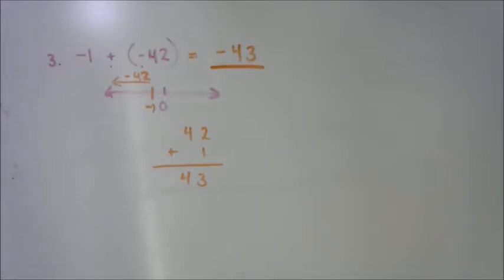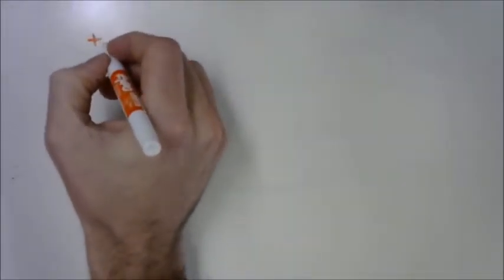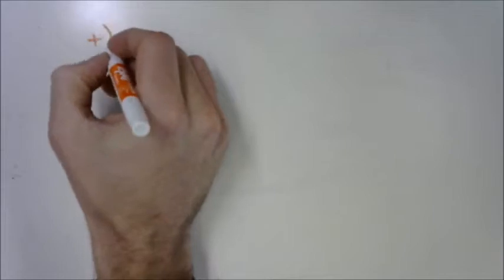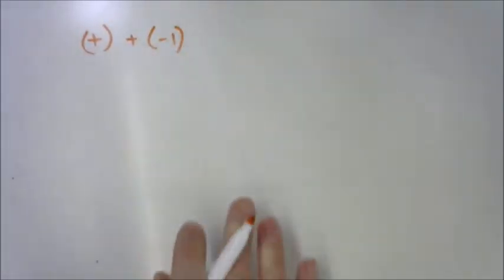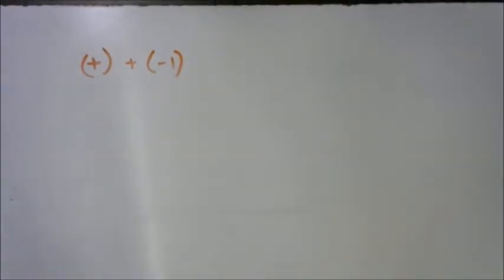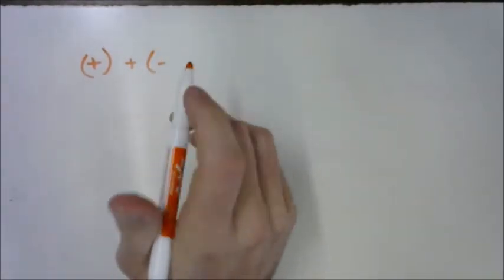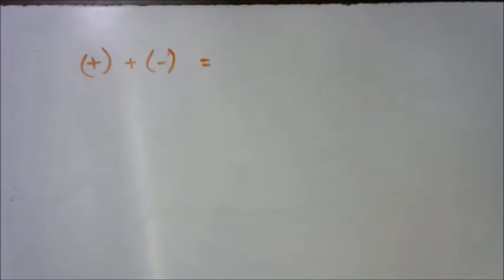Good. Looking at the next one, we have a positive plus a negative. Go ahead and think of some of the scenarios in which you would have a positive number plus a negative number. And what is it going to end up as? What's the result going to be? Is the result going to be positive or negative?